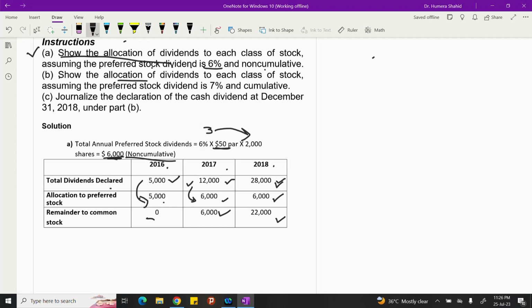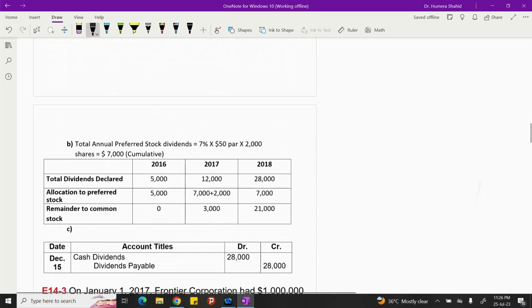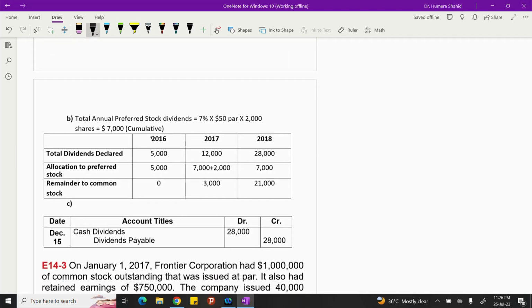Second, which is part B, it says show the allocation of the dividend to each class of stock, assuming that the preferred stock dividend is 7% and it's cumulative. Okay, so let's do this. Firstly, 7% of 50 is 3.5 per share. How many shares? 2,000 shares of preferred stock, so $7,000 cumulative.